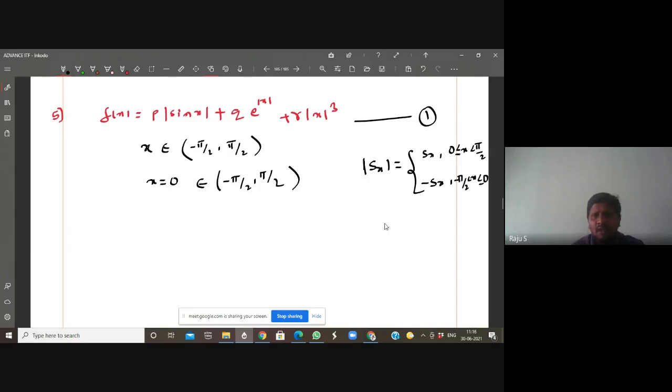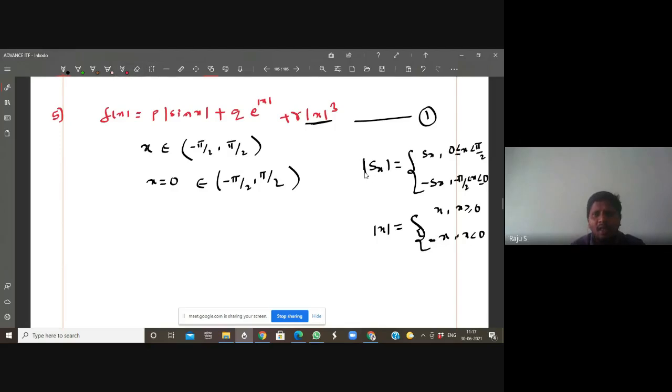In the same way, e to the power of modulus x is given. Modulus x again has two cases: x greater than or equal to 0, and x lesser than 0, where it is minus x. Here also modulus x is there. Okay, I have written the condition.